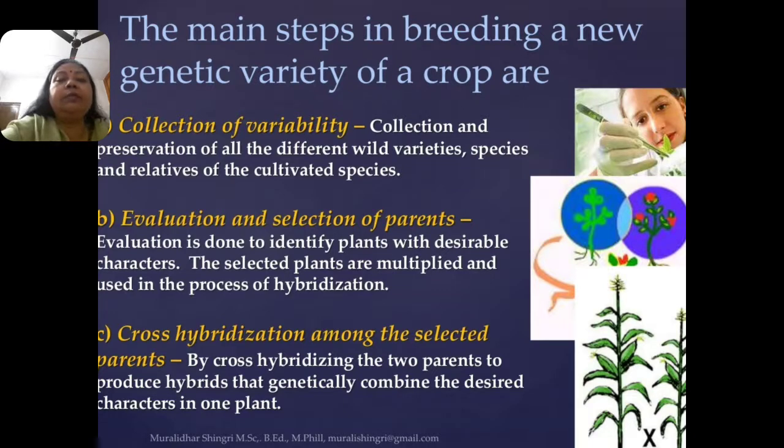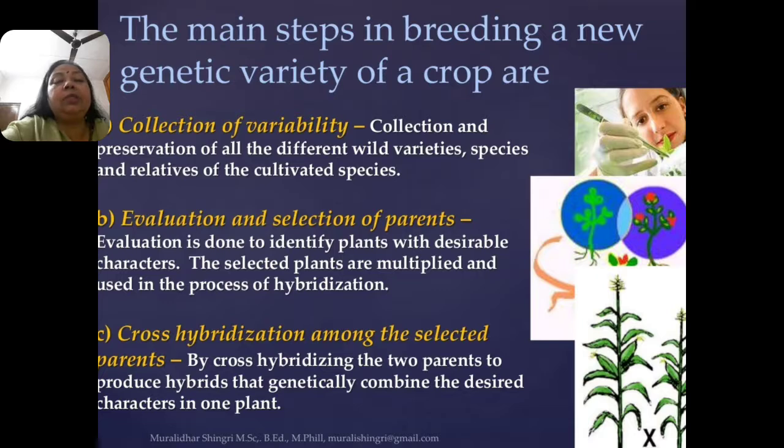The second step is the evaluation and selection of the parents. Before making the hybrid crossing, we have to select very healthy and desired parents. So evaluation is done by the identification of plants with the desirable character. The selected plants are multiplied and used in the process of hybridization, meaning developing the hybrid plant.